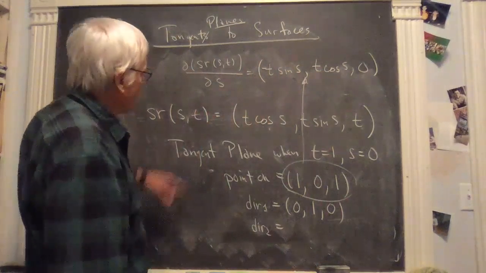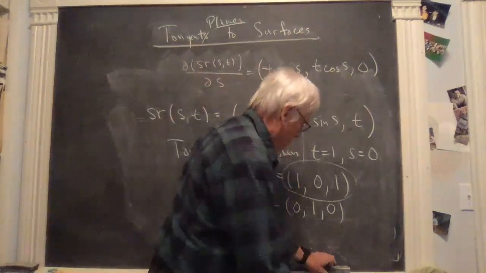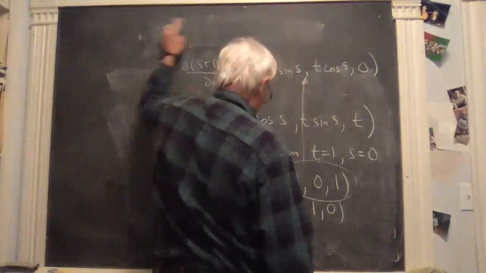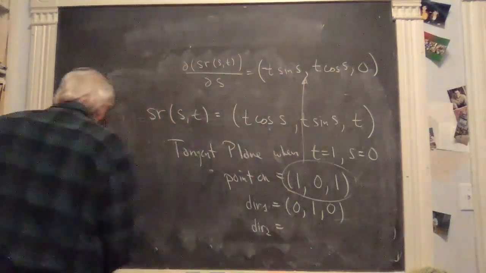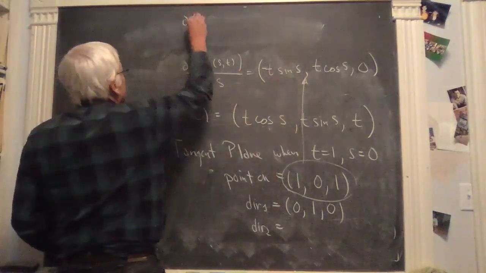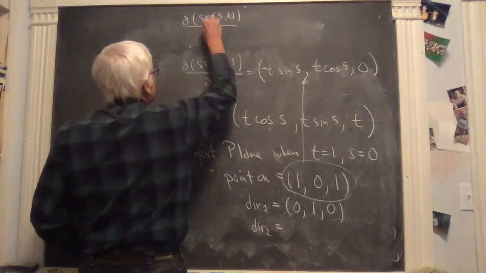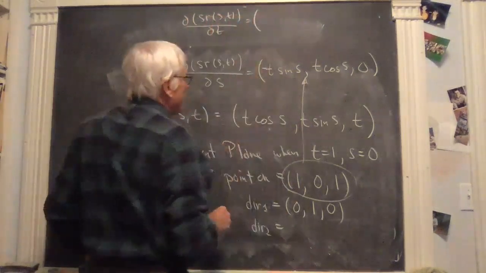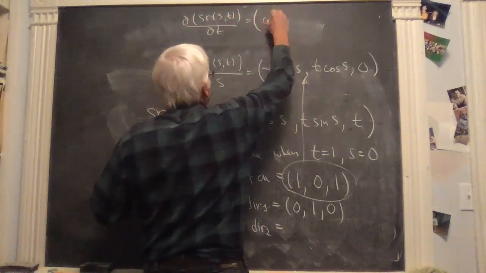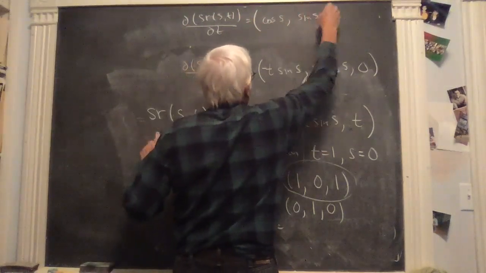To find the second direction, we want to do the same thing, but take the derivative with respect to t. And I'm going to erase this and do it above, so they're both on here at once. The derivative with respect to t is cosine S, sine S, 1.